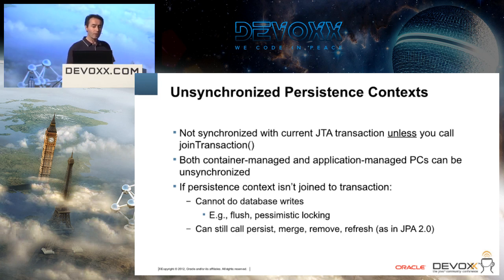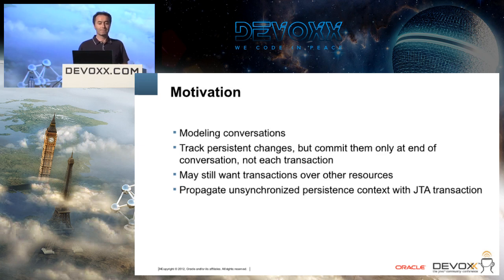So anyway, you can do this. There's certain things you can do and can't do in an unsynchronized persistence context. Now, why would we want one of these things? Right? This is the question. What is this unsynchronized thing? Why wouldn't you want to be hooked up to the transaction and committing when the transaction commits? And the biggest thing is this sort of modeling of conversations discussion.